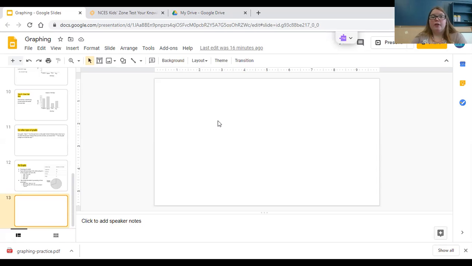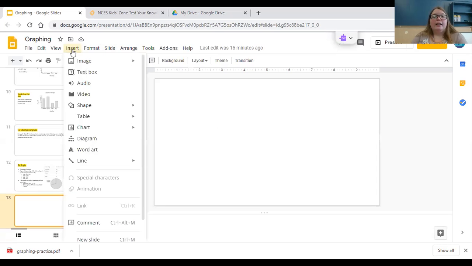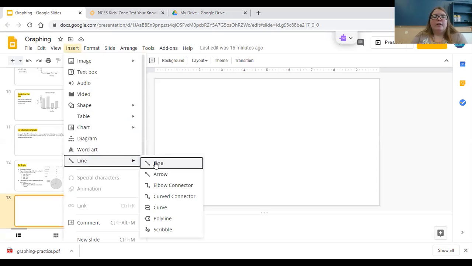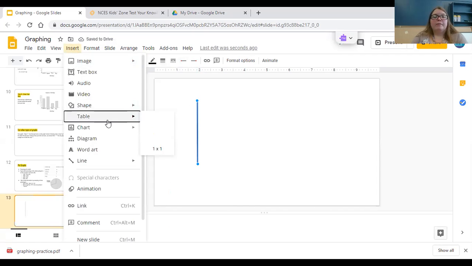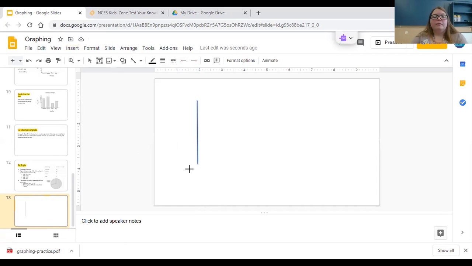If I want to draw a graph from here, I can insert lines. So these tables and charts, you have to connect that usually to a spreadsheet. If you know how to do that, cool. If you don't, you have to start from scratch like I did. So we're going to draw a y-axis, and then we're going to insert another line. And it lets us connect them, and I'm just left clicking and dragging it out. And so I have my X and my Y axis.